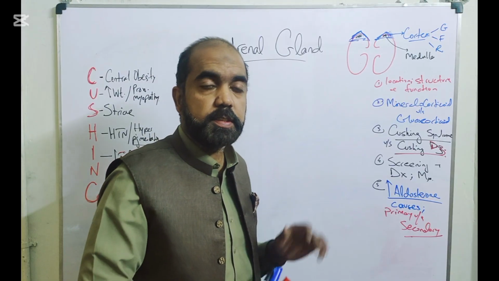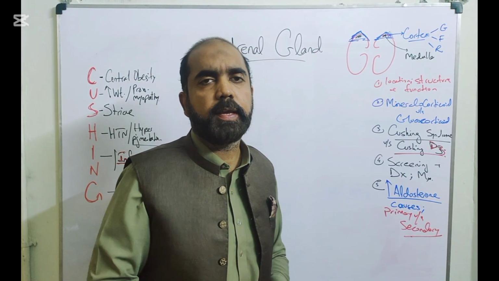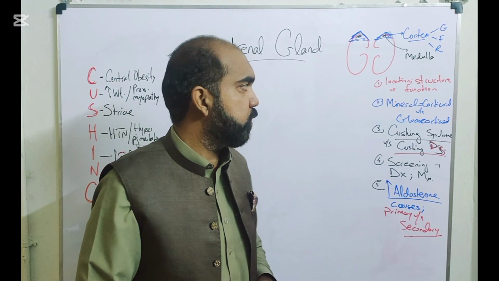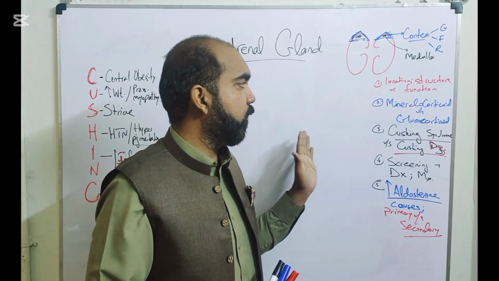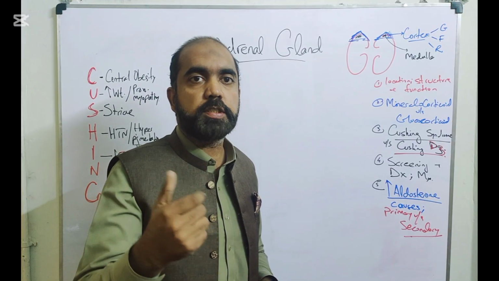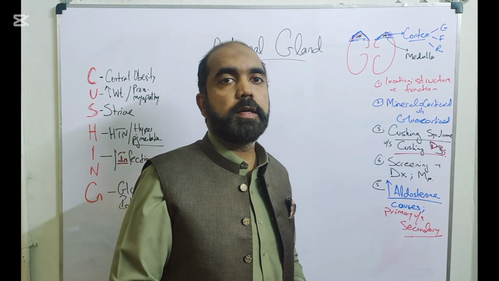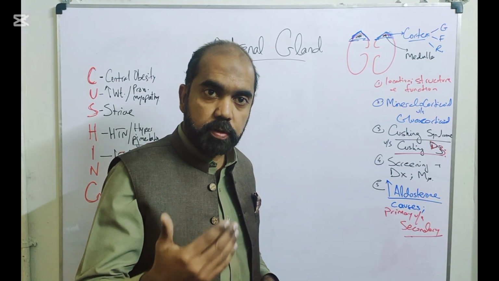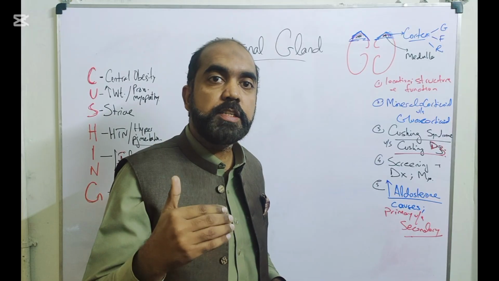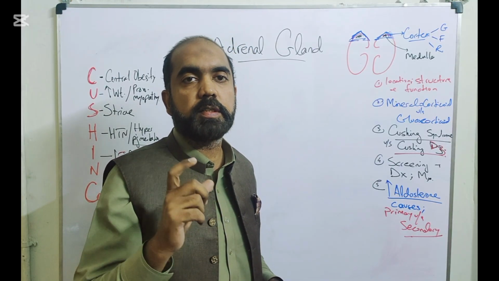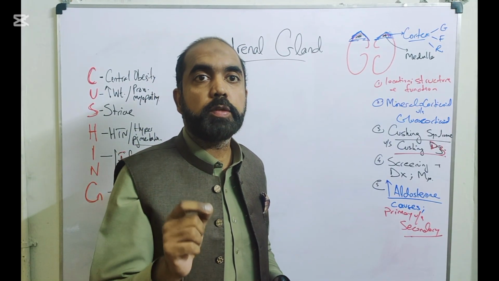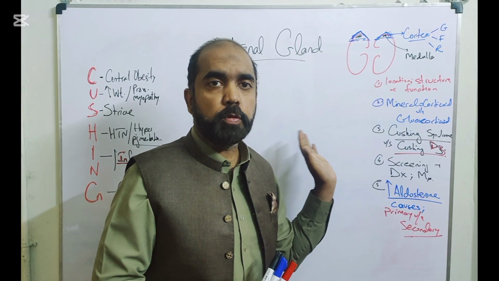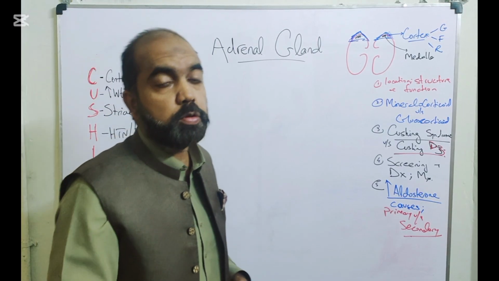Now the important diseases. Of course, it's a very important gland and relevant clinically as well as for the license examination. So the important diseases relevant to the adrenal gland are Cushing Syndrome and Cushing disease, and Conn Syndrome, hyperaldosteronism, and adrenal insufficiency. So these are the diseases which you should know if you are going to attempt any medical license examination.